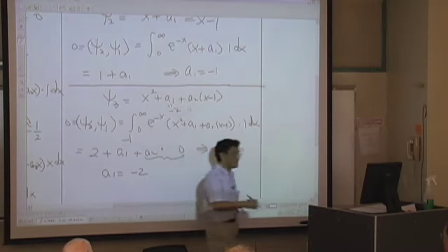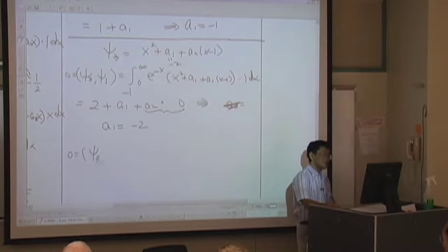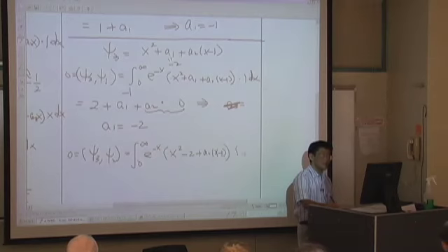Now with this, we use the second case. 0 equals psi 3, psi 2, and then the integral from 0 to infinity of e to the power of negative x times x squared minus 2 plus a2 times x minus 1, multiplied by the second function x dx. Is it x or x minus 1, right? x minus 1.